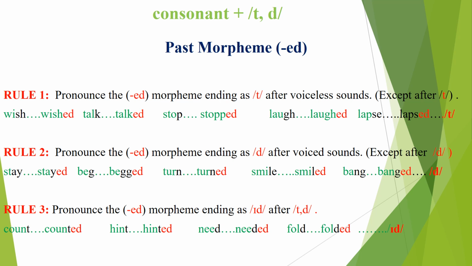Rule number three, pronounce the ED morpheme ending as id after t or d. Count, counted. Hint, hinted. Need, needed. Fold, folded.